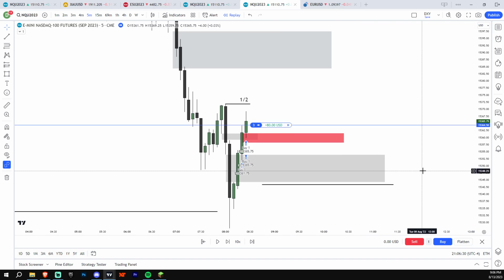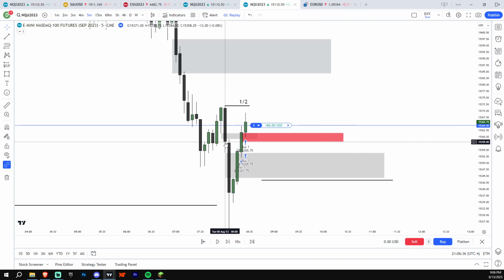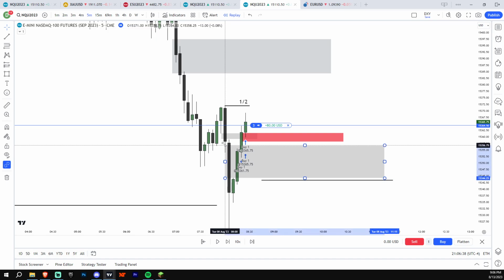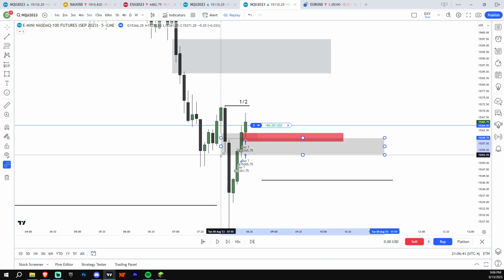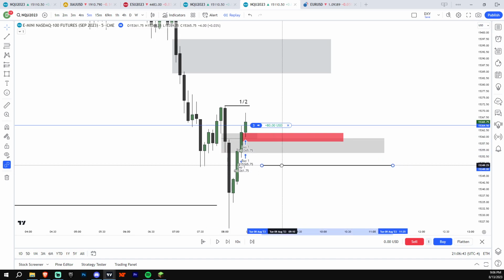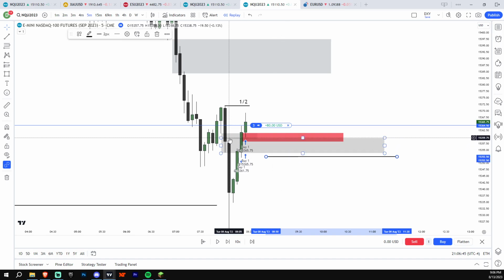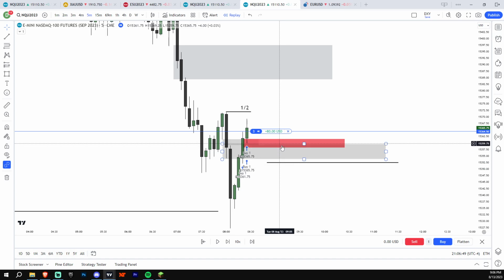But for the sake of this example, this is how you trade it, because there's 2 instead of 1. But let's say the inverse fair value gap's right here, which it isn't. This would have been a better setup for me because of risk to reward, but my stop would have been under here.